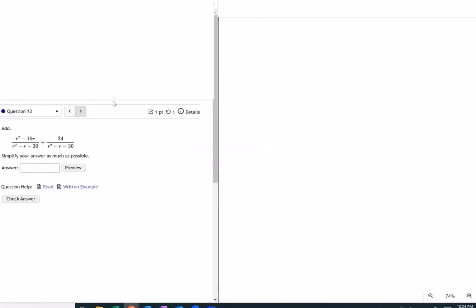This one's actually the same, but something might happen here when we add them. Let's try. We have r squared minus 10r. Since they both have the same denominator, I'm just going to start by writing it like this. That's my common denominator. That means I can add the numerators. The problem is here, we don't know if we have anything in common. We might actually have some common factors, so we might need to simplify.